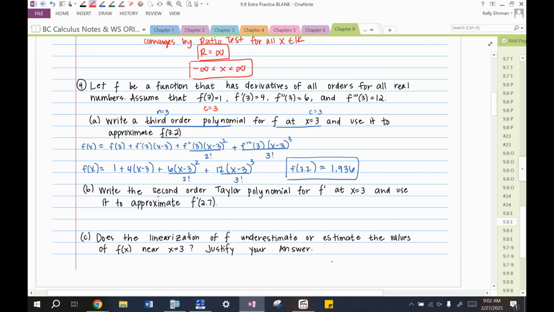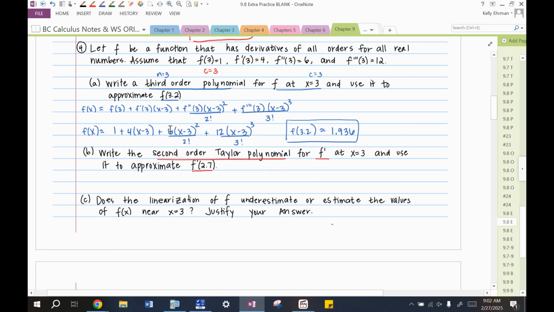Write the second order Taylor polynomial for f prime at 3 and use it to approximate f prime of 2.7. So why is it second order instead of third? Now, all you have to do, remember, you're not coming up with a series or a formula. All you have to do is take the derivative of the f terms. So take f of x and start taking derivatives of each term. The reason it's second order is because we're going to get down to a degree 2 polynomial, and that will represent the second order. So don't overthink it, I guess, is what I'm trying to say.